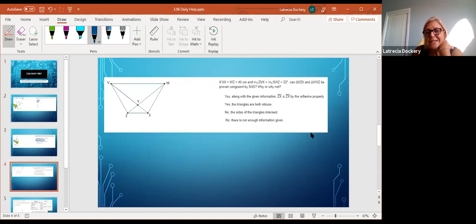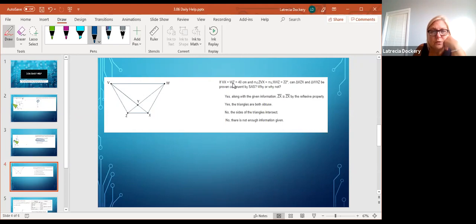If VX equals WZ equals 40 centimeters and the measure of angle ZVX is equal to the measure of XWZ, which is equal to 22 degrees, can triangle WZX and triangle WXZ be proven congruent by side-angle-side? Why or why not? Remember, with side-angle-side, there have to be two congruent sides and an included congruent angle. So let's label what we do know.